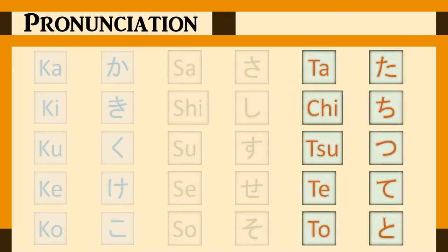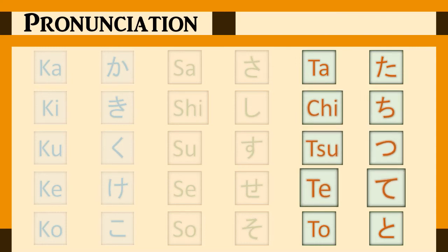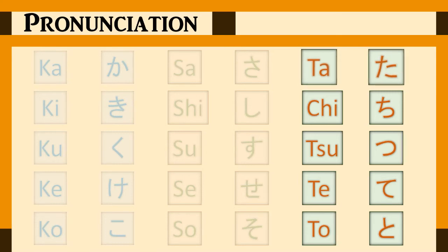The next consonant used in Japanese is T. Similar to what we just saw with S, T has 2 exceptions, TI and TU. TI sounds like CHI, while TU sounds like TSU. So going down the list, we have ta, chi, tsu, te, to. Once more for practice. Ta, chi, tsu, te, to.